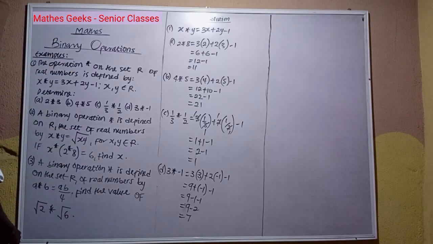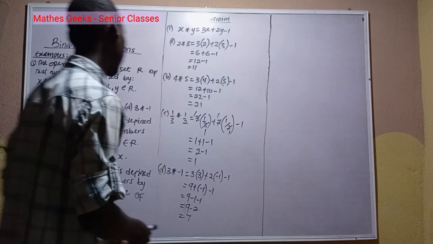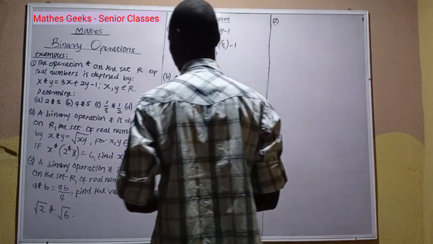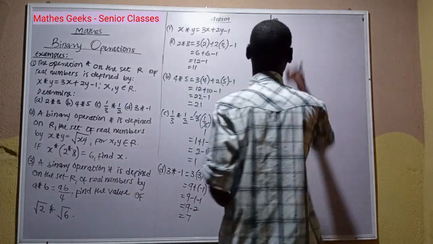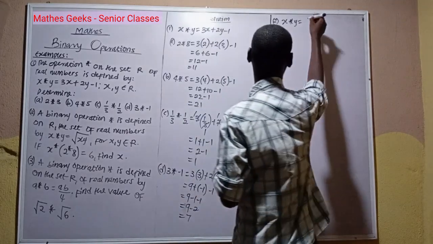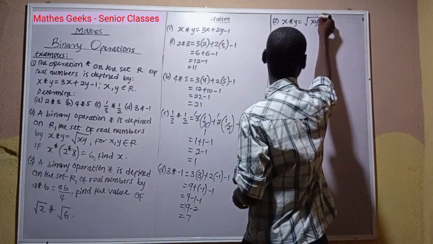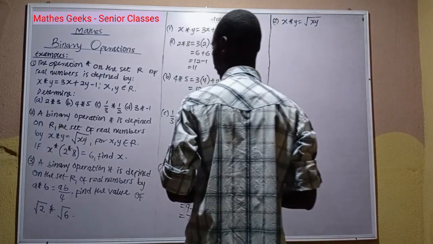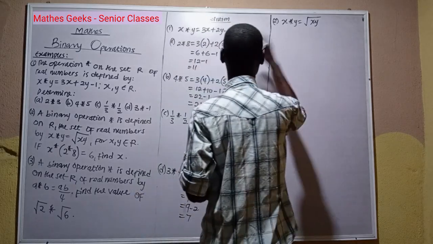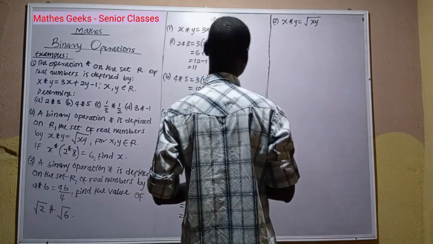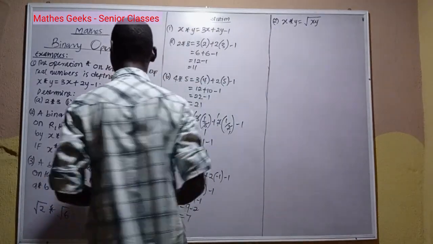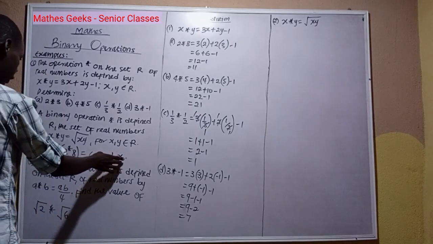Number 2. A binary operation star is defined on R, the set of real numbers, by x star y equals root xy, for x and y members of the set R. If x star 2 star 8 is equal to 6, find x. So this is the rule of combination, and then we have this part to simplify. We have to look for the value of x.